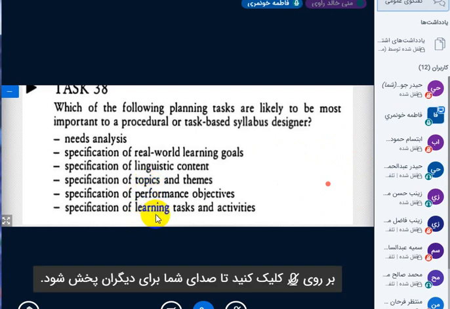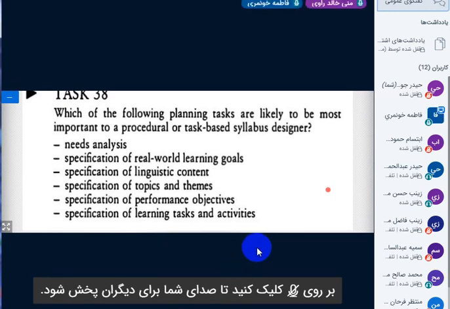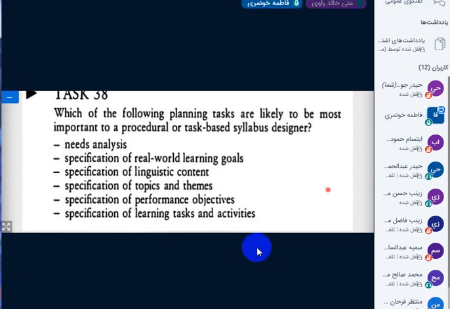And don't you think that we need to start with needs analysis? The first thing, the most important thing to consider would be conducting needs analysis, right? Yes, doctor. Follow our learners' needs. Exactly, because if we don't know what our learners' needs are, how can we specify some real learning goals for them, or how can we specify some performance objectives to make sure that you're addressing those needs? So first of all, we need to conduct needs analysis.